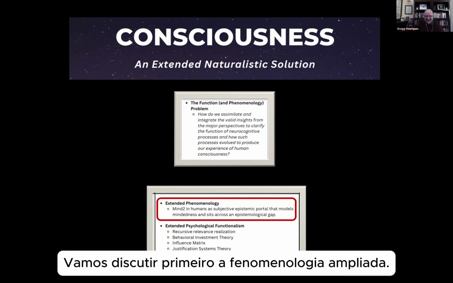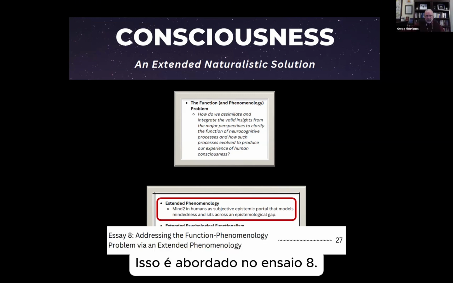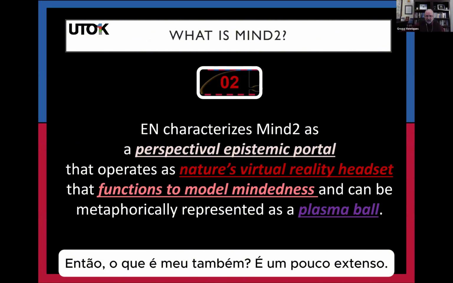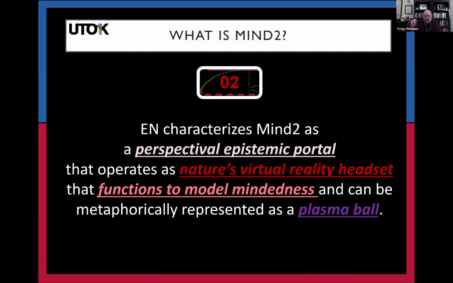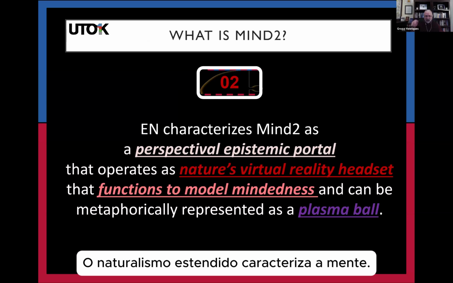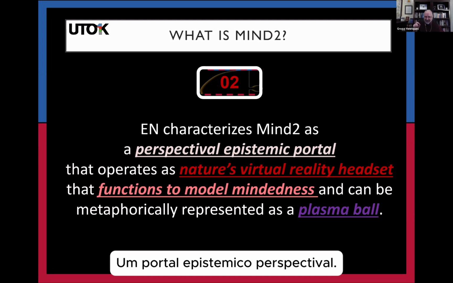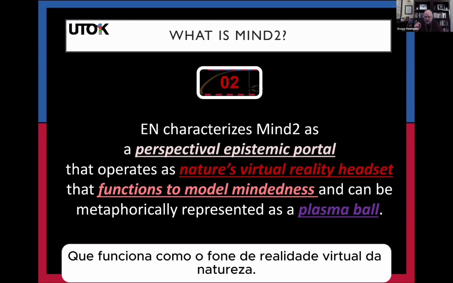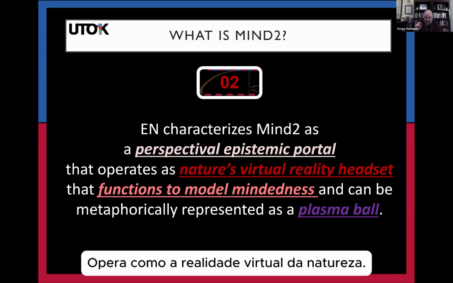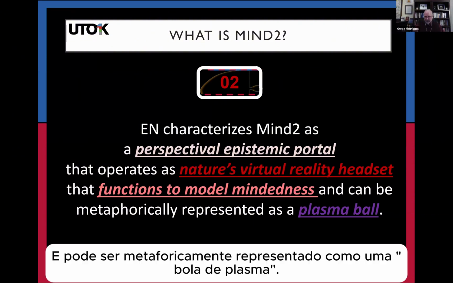So let's talk first about extended phenomenology. This is addressed in Essay 8. So what is mind two? It's a bit of a mouthful, but I really want you to sink this in. Extended naturalism is characterizing mind two as a perspectival epistemic portal, John will recognize that term, that functions as nature's virtual reality headset, that operates as nature's virtual reality that functions to model mindedness and can be metaphorically represented as a plasma ball.